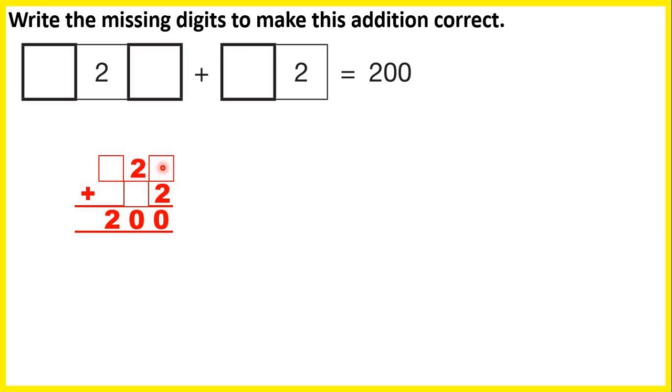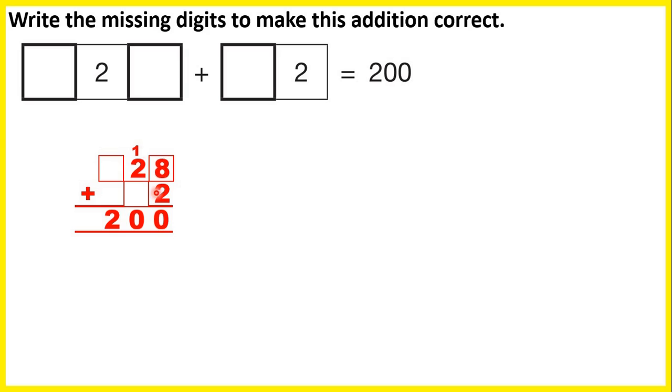So in our ones, we have something plus 2, and we have a 0 as the ones digit of our answer. But clearly they haven't added 2 to make 0. They must have added to make 10 and then carried the 1.